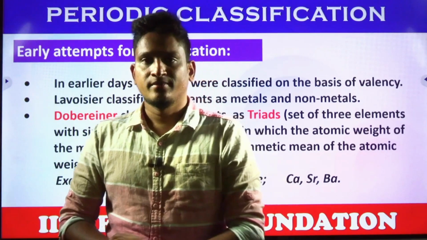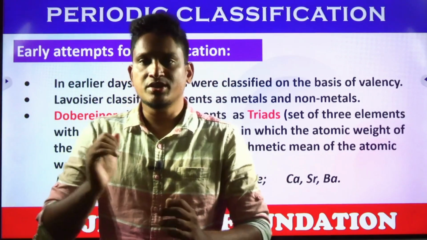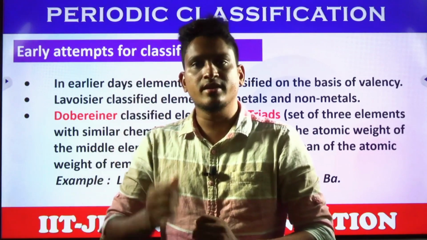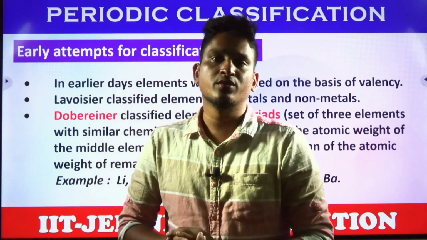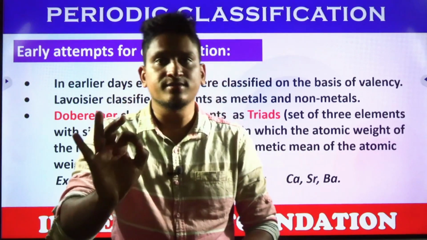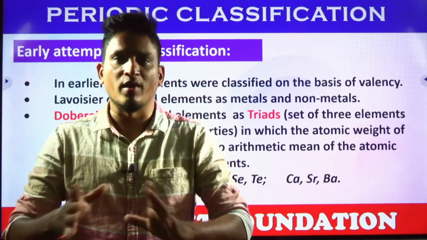For example, lithium, sodium, potassium. Lithium's mass is 7 grams. Potassium's mass is 39 grams. So what is the average of 7 and 39? 7 plus 39 by 2, which is 46 by 2, which is 23 grams, which is the mass of sodium. That's what his law is. But is this correct? How does this connect?